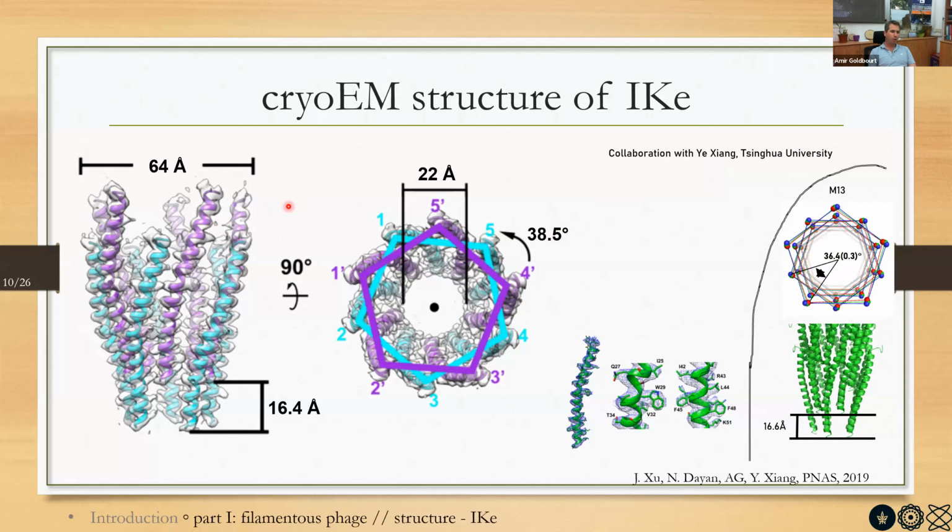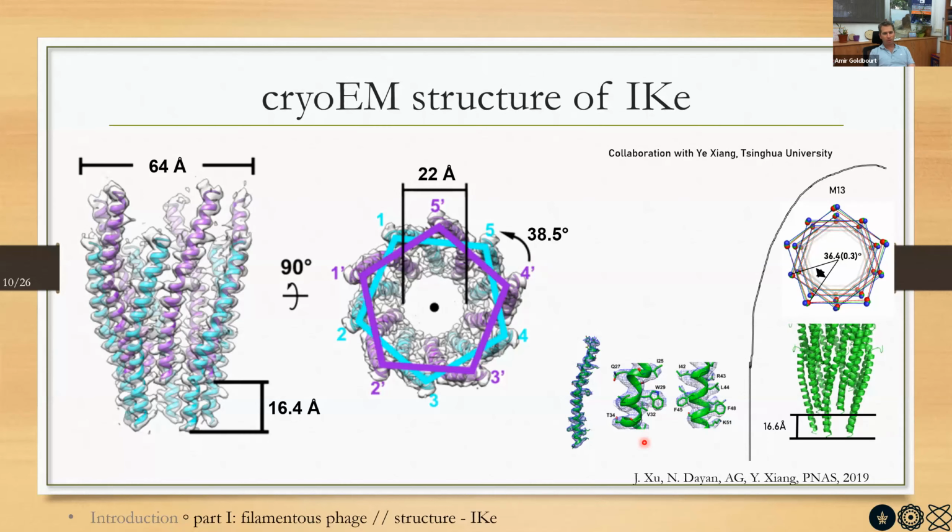And what you see is that the overall dimensions are very similar. So again, 6.5 nanometers diameter, about 16.5 angstrom is the rise. The tilt is 38.5. This time it's actually bigger than the 36 that we encountered before. And the nice thing about this cryo-EM structure, you see how nice the resolution is. So these are the actual density maps that they received for the structure.